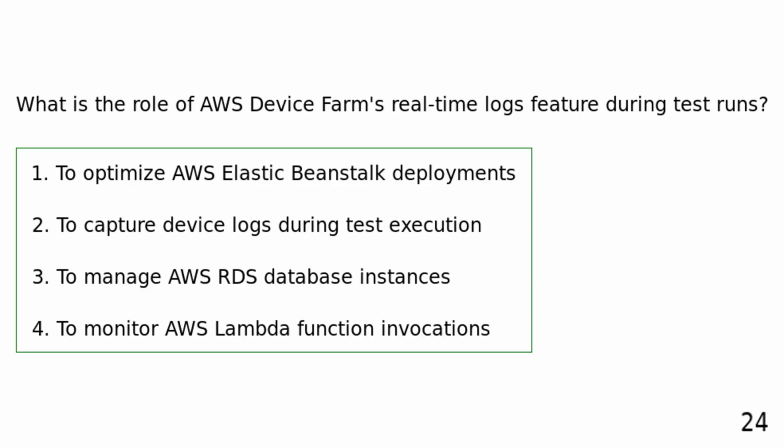What is the role of AWS Device Farm's real-time logs feature during test runs? To optimize AWS Elastic Beanstalk deployments. To capture device logs during test execution. To manage AWS RDS database instances. To monitor AWS Lambda function invocations.